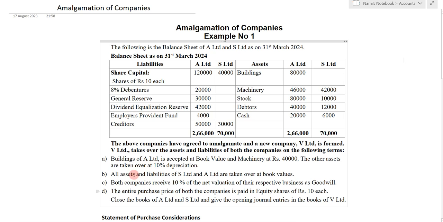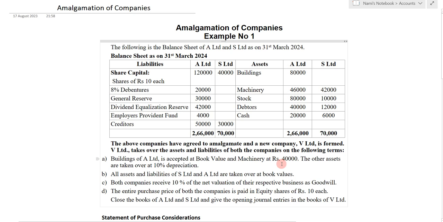So what are the following terms? Building of A Limited is accepted at book value, meaning the building of A Limited, 80,000, is accepted at the book value. Whatever assets and liabilities values you can see, for example machinery 46,000 of A Limited and 42,000 of S Limited, these values are called book value. So the building of A Limited is accepted at book value and the machinery at rupees 40,000. Machinery of A Limited is actually 46,000.